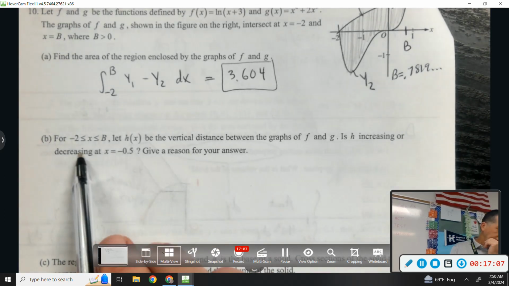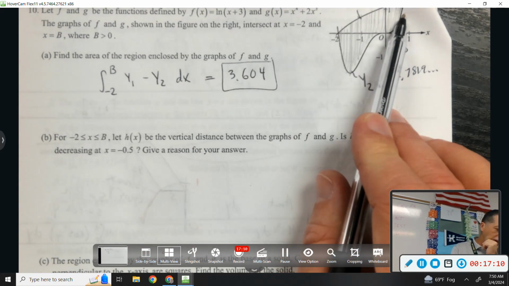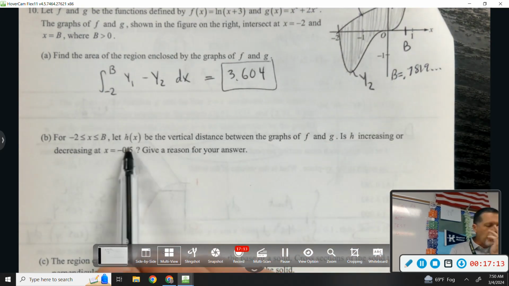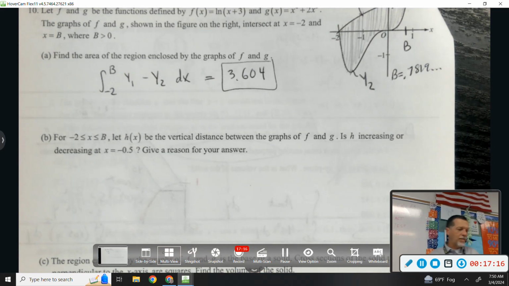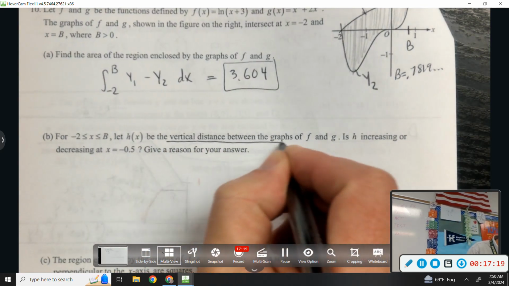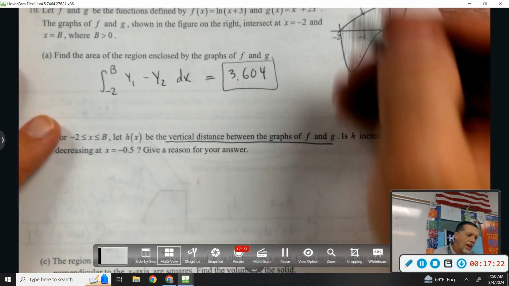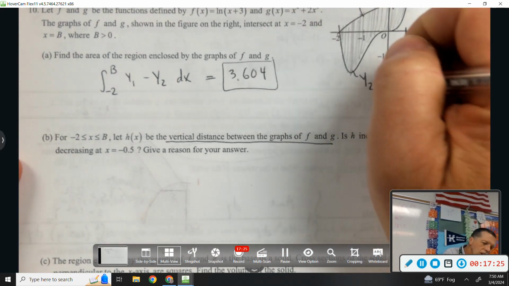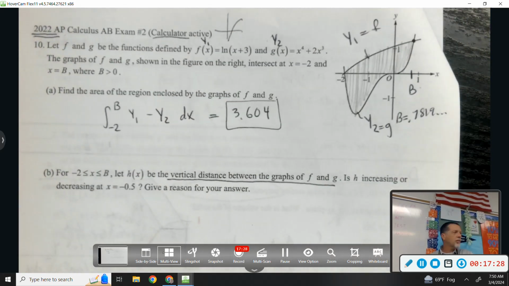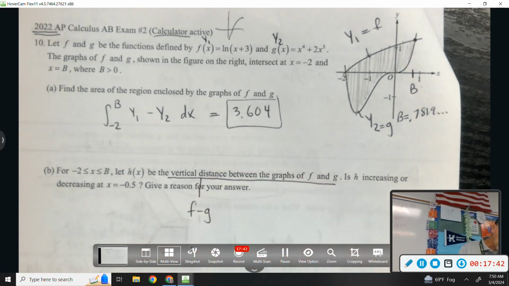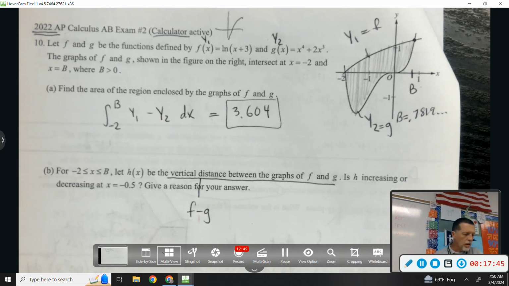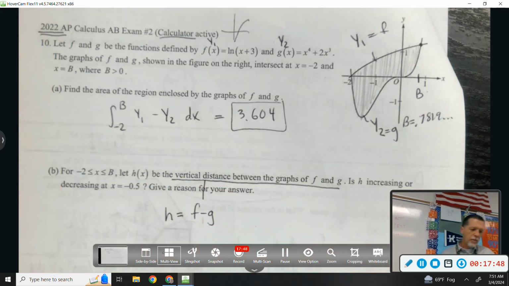Part B. For -2 to b, let h of x... oh, I remember this question. Students came back freaked out about this. And you're like, well, just read the question. The vertical distance between the graphs of f and g. How would you measure that in terms of the variables that we have? Just top minus bottom. So that vertical distance is just f minus g. In fact, it tells us h is equal to f minus g.